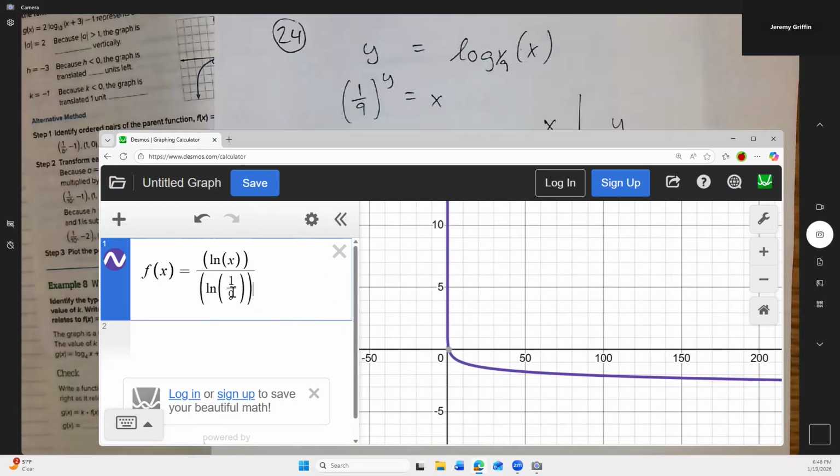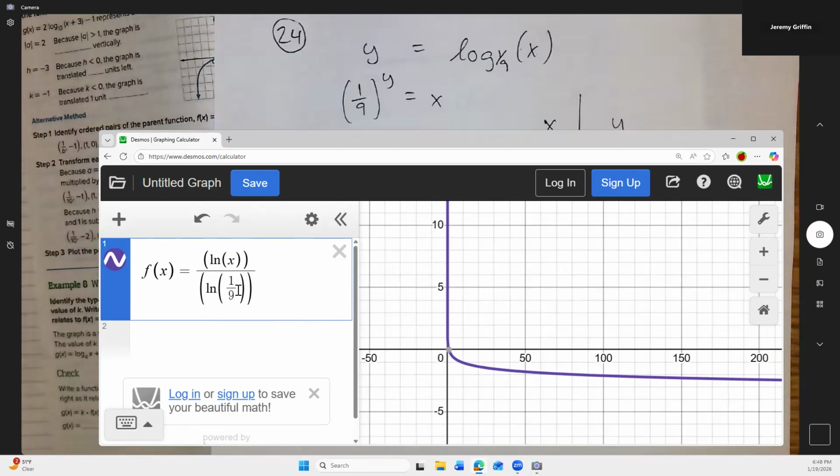Well, one way to think about it, and your book really introduces this next lesson, is that when you have a log of a fraction like this, like 1 over 9, you can express that 1 over 9 as 9 to the -1. You can take the negative out. So if I change this 1 over 9 to 9 and I pull the negative out, that's what I should do. It'll create the exact same curve.